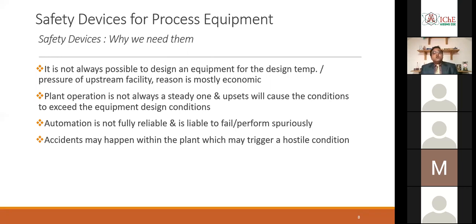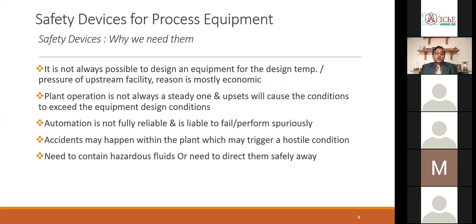In spite of giving proper training and all, people don't follow the safety procedures, and it's not only entirely human error. Sometimes maybe inadvertent situations happen which cause accidents and all, which also will give an unsafe condition. Then, if anything happens, we need to contain the hazardous fluids or direct them safely away.